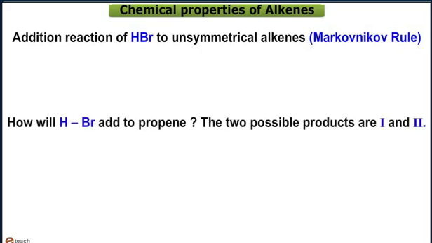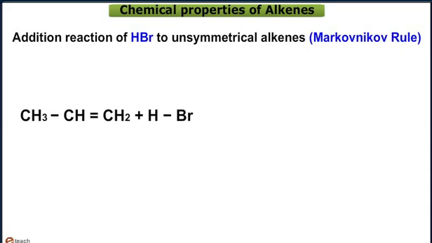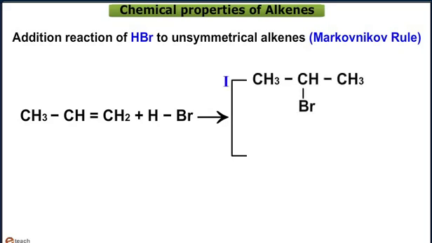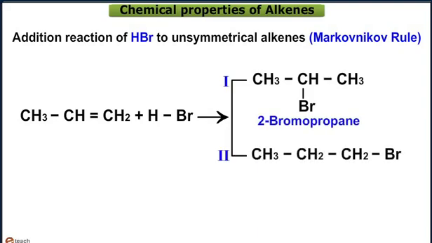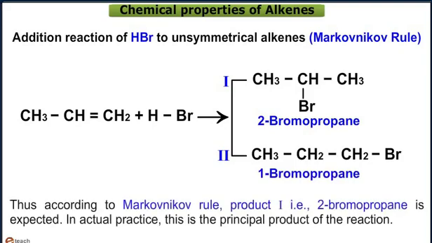How will HBr add to propene? The two possible products are 1 and 2. Consider the reaction CH3-CH=CH2 plus HBr can give CH3-CHBr-CH3, that is 2-bromopropane, or CH3CH2CH2Br, that is 1-bromopropane. Thus, according to Markovnikov rule, product 1, that is 2-bromopropane, is expected. In actual practice, this is the principal product of the reaction.